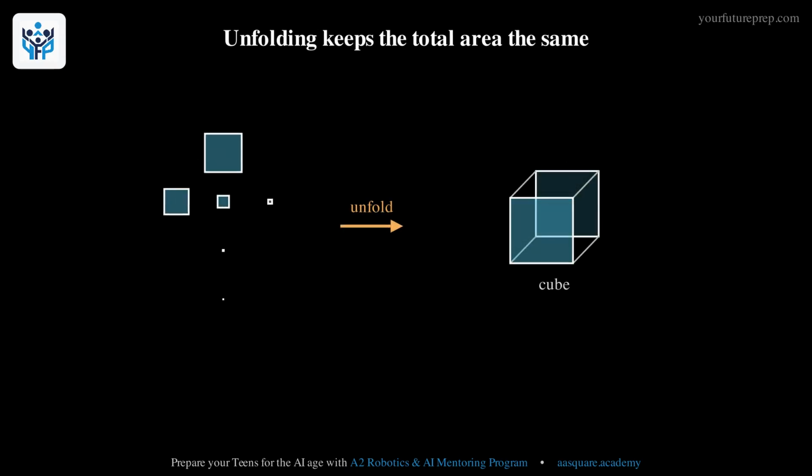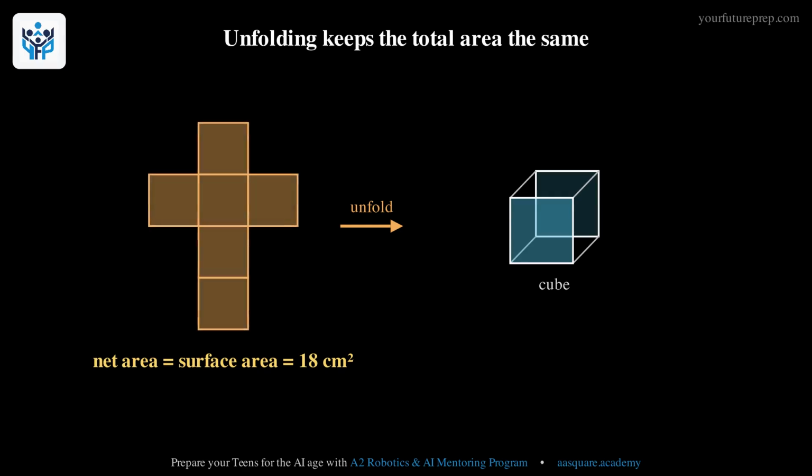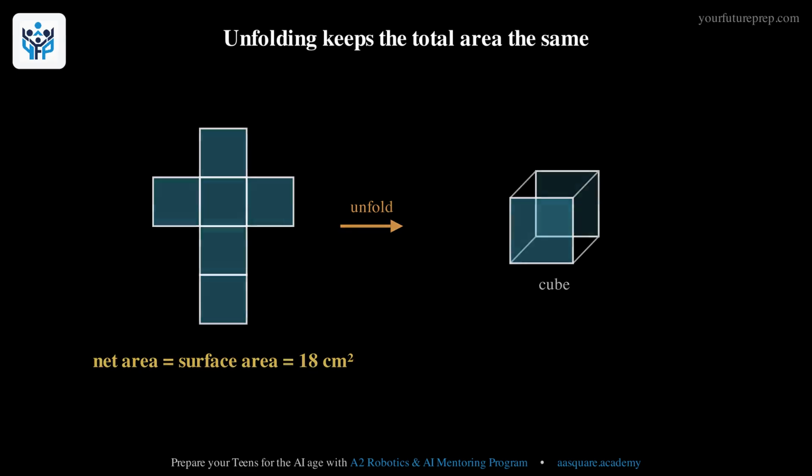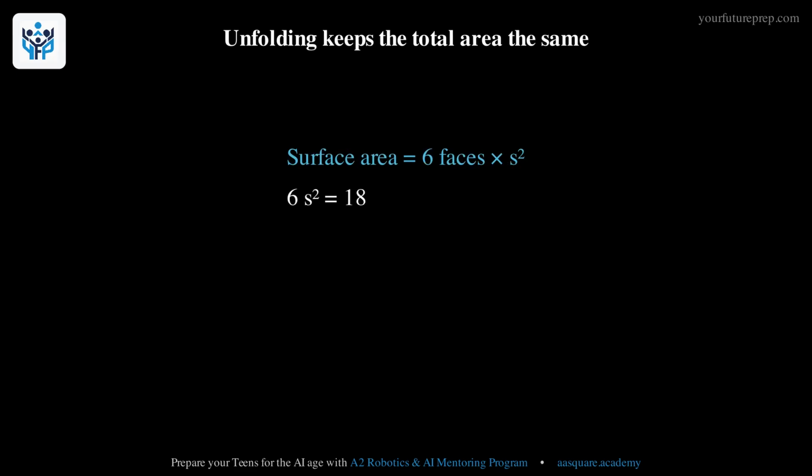Here is the key idea. When you unfold a cube into a net, you are not adding or removing any cardboard, so the total area stays the same. That means the cube's surface area equals the net's area, 18 square centimeters. A cube has 6 identical square faces.